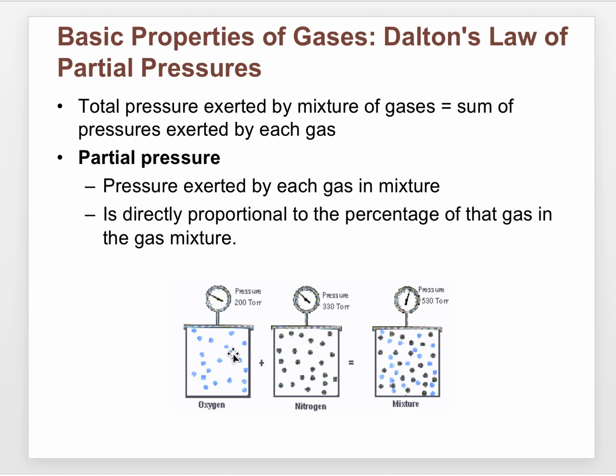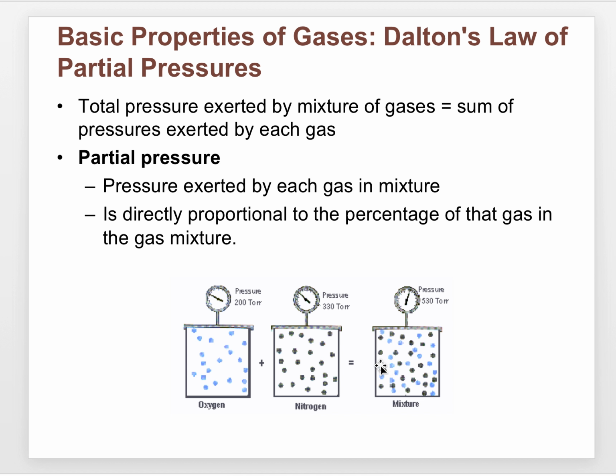If you have a mixture of gases, like the air we breathe, which is a mixture of oxygen and nitrogen, there's going to be pressure exerted by the oxygen molecules and pressure exerted by the nitrogen molecules. The total pressure exerted on the sides of this wall is the sum of the pressures of each gas. So if you take the pressure exerted by oxygen and add it to the pressure exerted by nitrogen, you have the pressure exerted by both. And that pressure is proportional to the percentage of gas in the mixture.